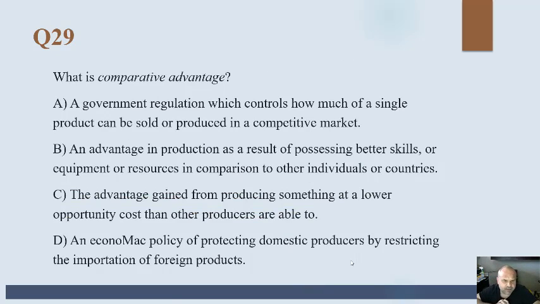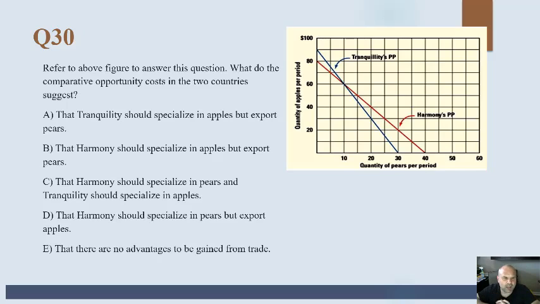Next question. So now we're moving on to trade. What is comparative advantage? So hit pause and decide on what the correct answer is. Okay, if you remember, comparative advantage deals with opportunity cost. So it's the advantage gained from producing something at a lower opportunity cost than other producers are able to do so.